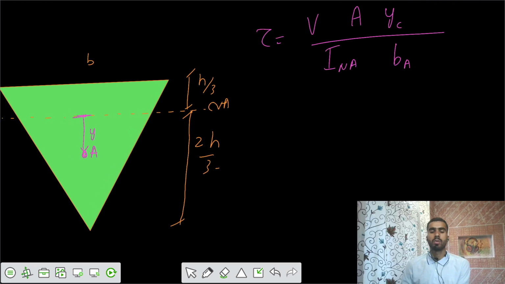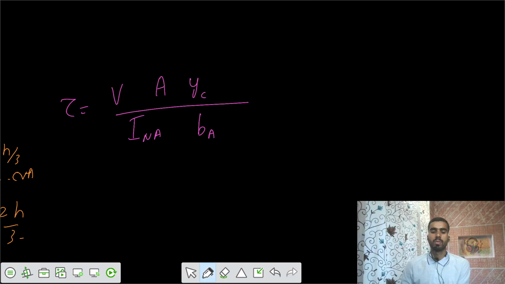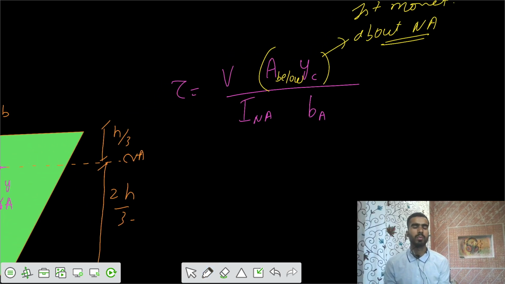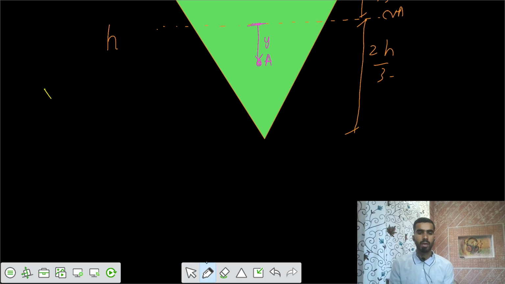If you take the area below, I would write here area below. We can take the area below, and the centroid of that area below, about the neutral axis. So this is the first moment of area about the neutral axis. But the area should be below the neutral axis, below the point A. So we have to take this area now.